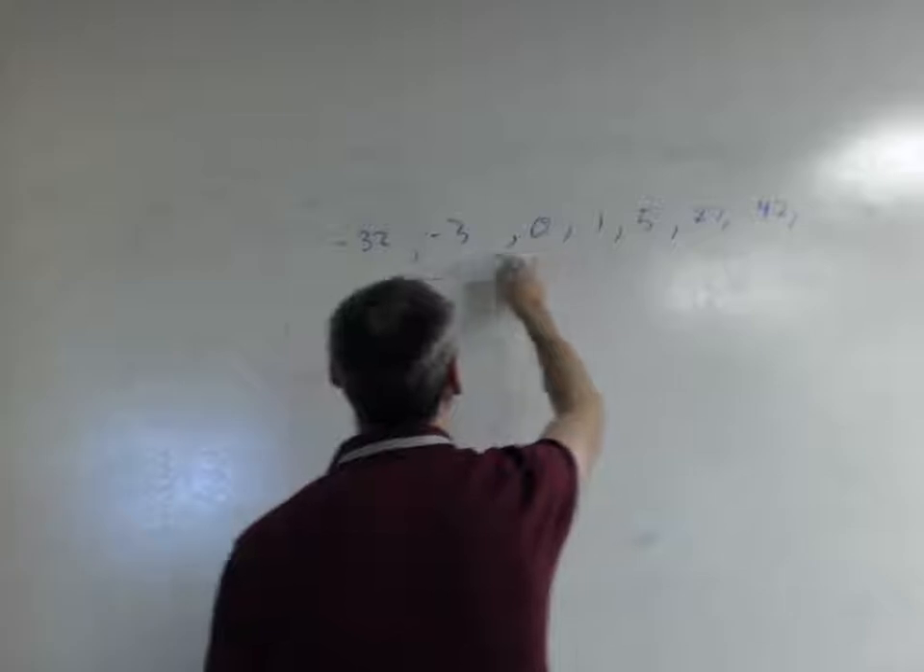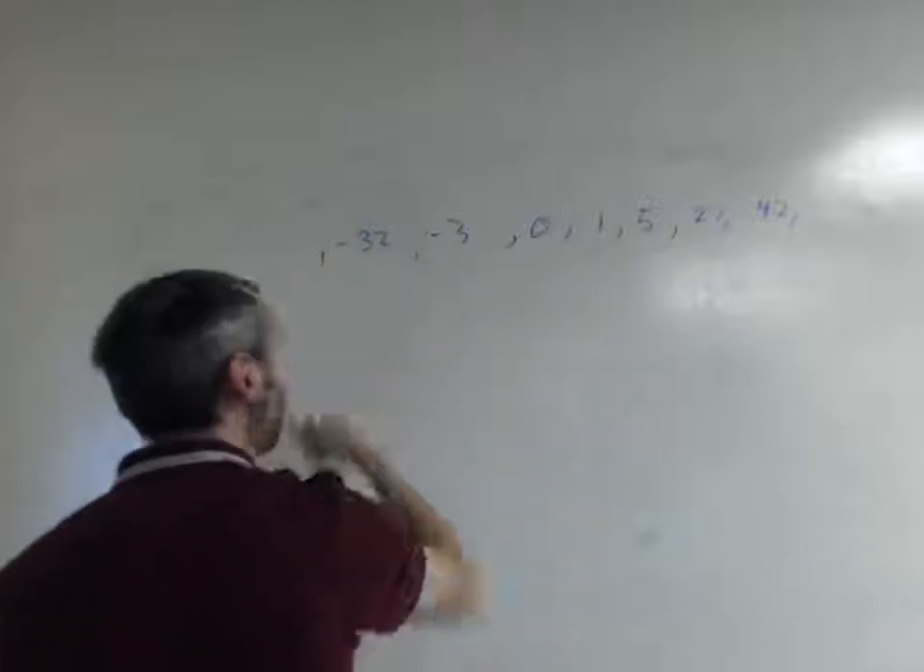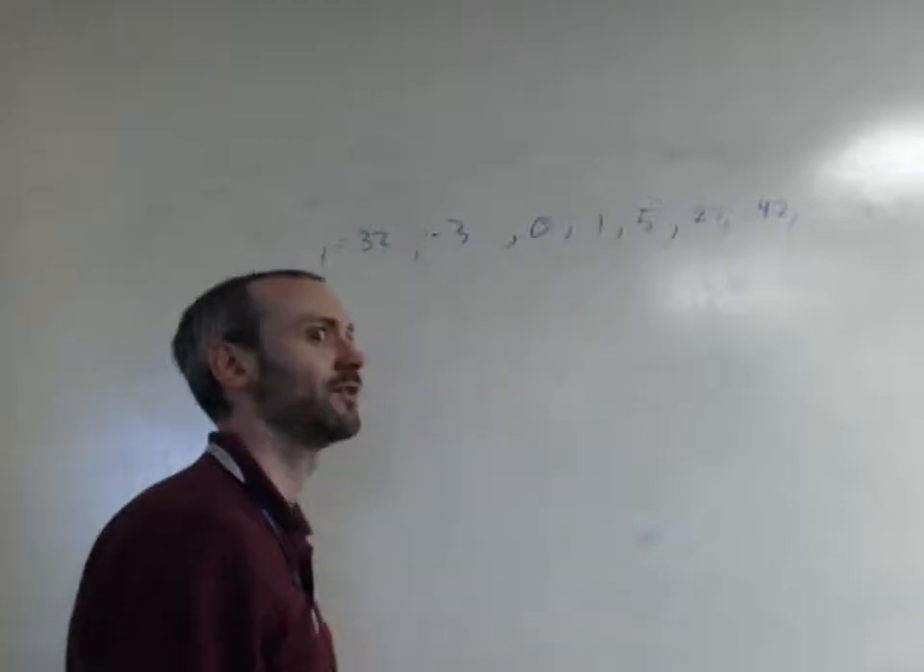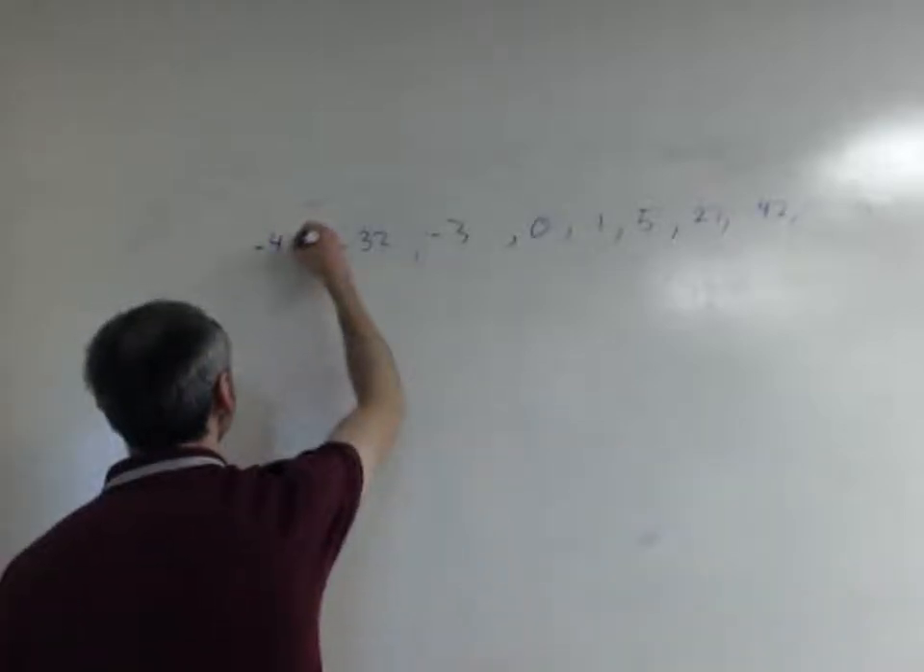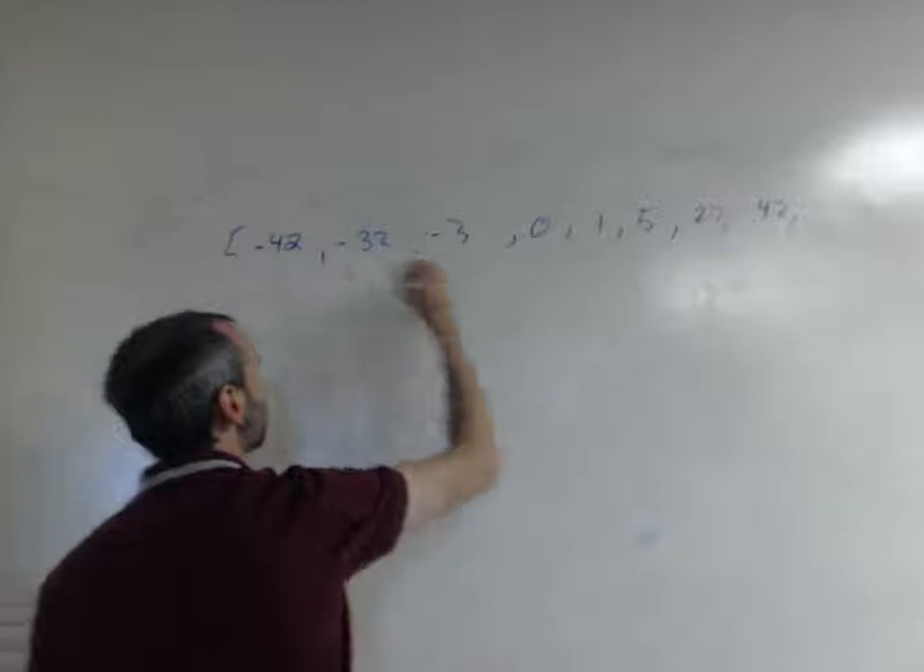How many do we have? 1, 2, 3, 4, 5, 6, 7. Let's add one more. All right, give me a negative number lower than negative 32. Negative 42. All right, that's the loudest one I heard. Whoever said something else, you were too quiet.